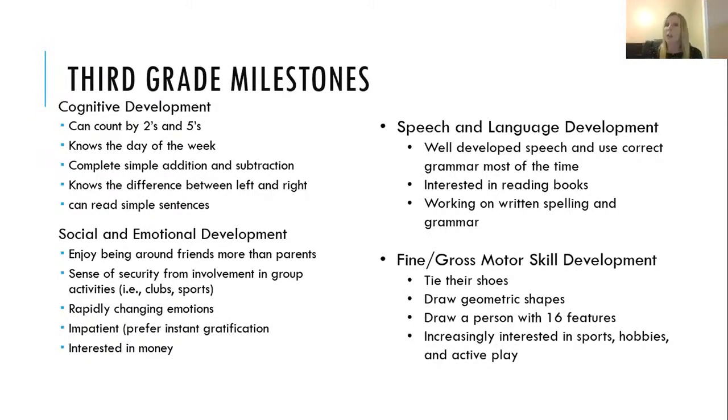Also, for speech and language development, they should be pretty well developed around this time. They should have pretty good grammar, some grammar errors, obviously, are acceptable. Are interested in reading books, although some kids just really don't have an interest in reading books. Maybe it's comic books, maybe it's something a little bit different versus chapter. At this time, they're also working on written spelling and grammar as well, but still pretty well developed. In their skill development, they should be able to tie their shoes, draw geometric shapes, so triangle, rhombus, thing, and they should be able to draw a person with 16 features. And you should see more of an interest in sports, hobbies.